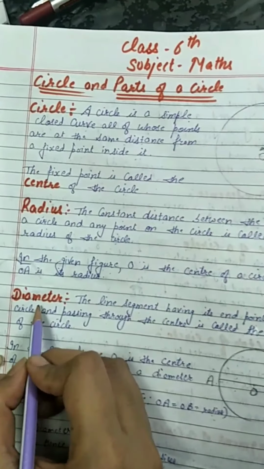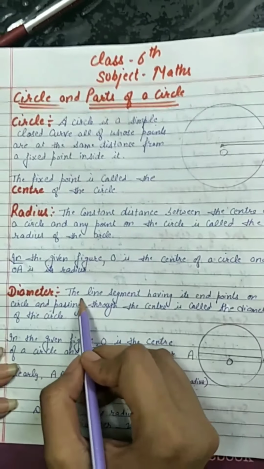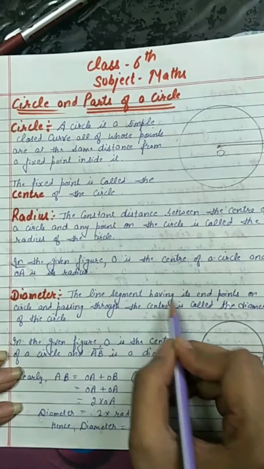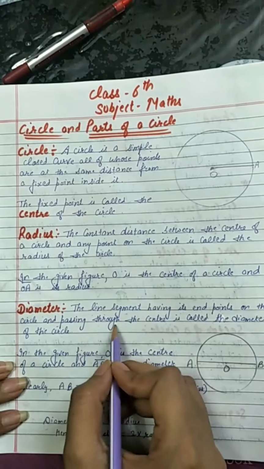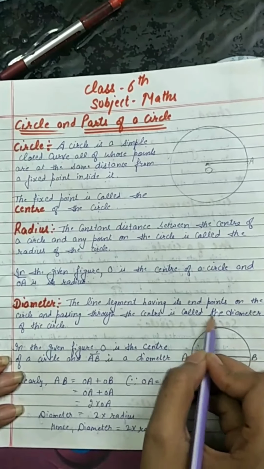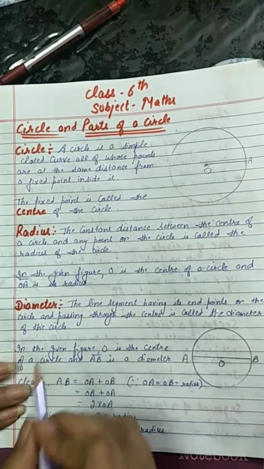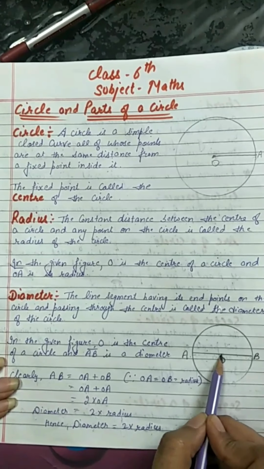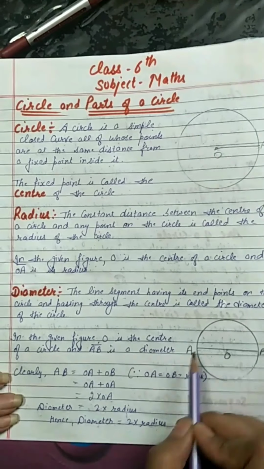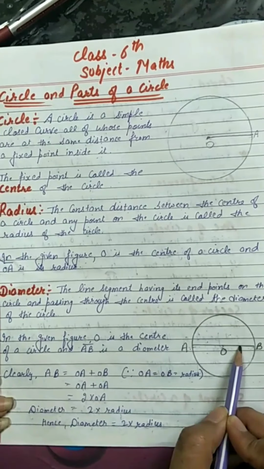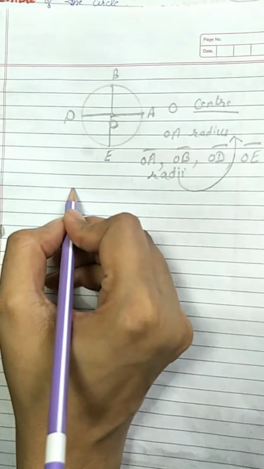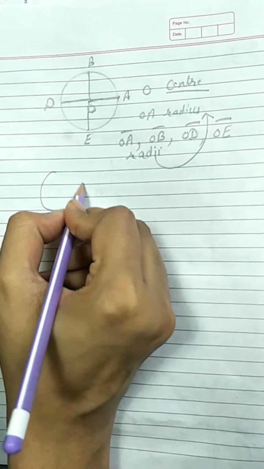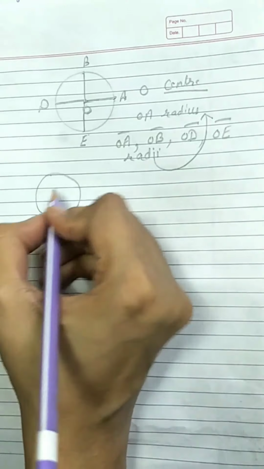Okay. Now let's move on to diameter. What is diameter? The line segment having its end points on the circle and passing through the center is called the diameter of the circle. In the given figure, O is the center of the circle and this AB is a diameter. Look here. Now this is a circle.